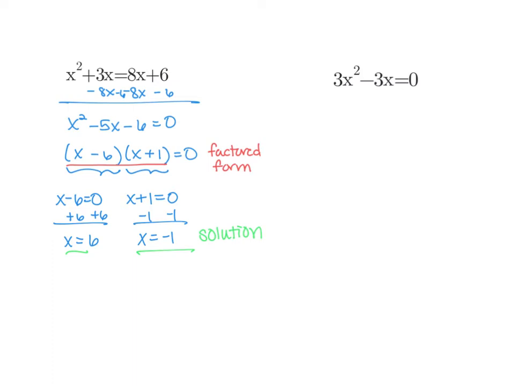Hit pause and try this next one. All right, hopefully you had a chance to look at this. Now, the first step is already taken care of. It is already equal to 0, and the x squared term's positive, so we've taken care of the whole first step. The second step is to factor completely.